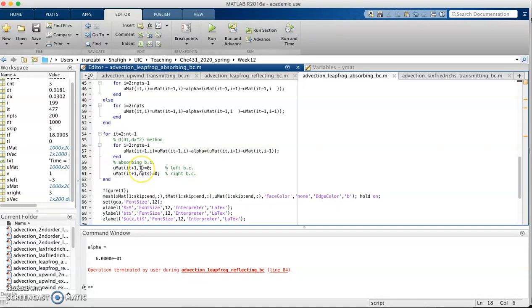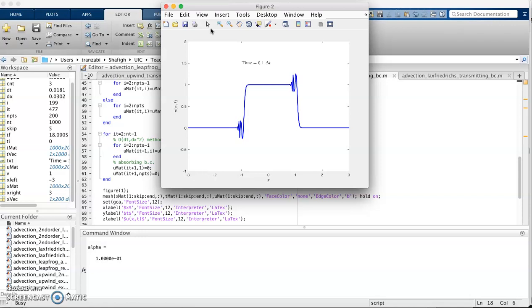So at the right boundary, this is n, I'm going to put the concentration equal to 0, and the left boundary, I also put the concentration equal to 0. So these two actually implement absorbing boundary. Let's see how that shows up.